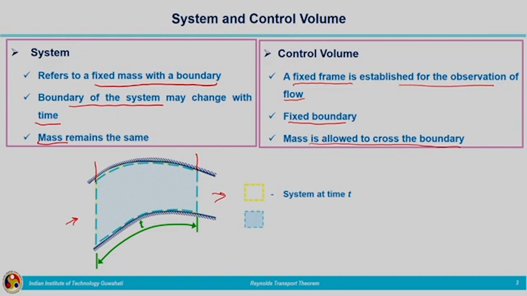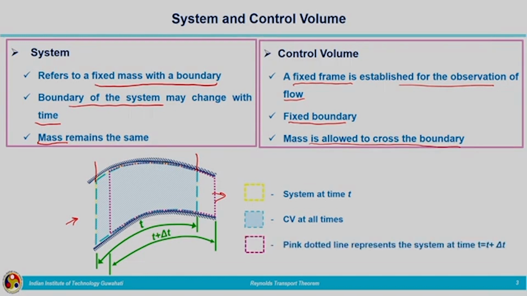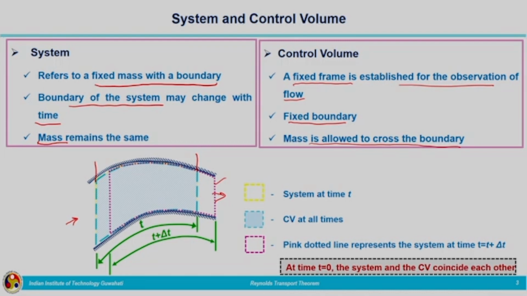This is our control volume for all times. When time changes to t plus delta t, what happens? The system moves in the flow direction, that is represented by these pink dotted lines. Whatever fluid was occupying the space marked by yellow dotted lines is now occupying the new space represented by the pink dotted lines. So, you should understand from this, at time t, both the system and control volume were coinciding, but when time changed to t plus delta t, the system has moved from the initial position, but the control volume remains at the same place. That is, at time t equal to 0, the system and the control volume coincide with each other.